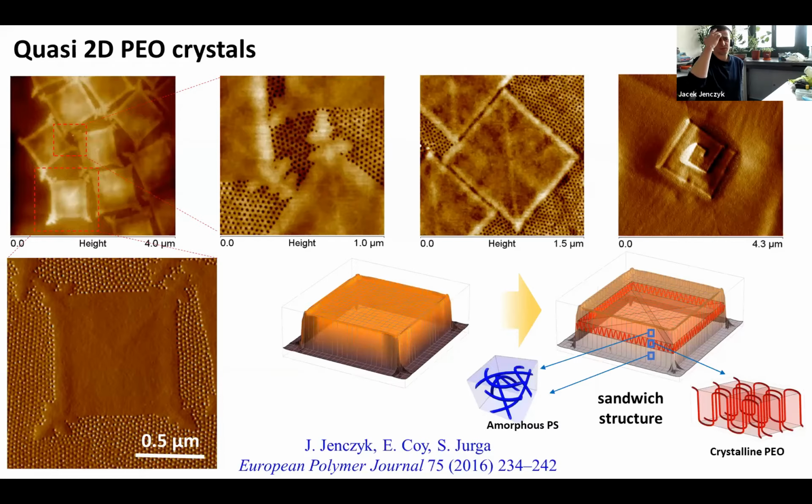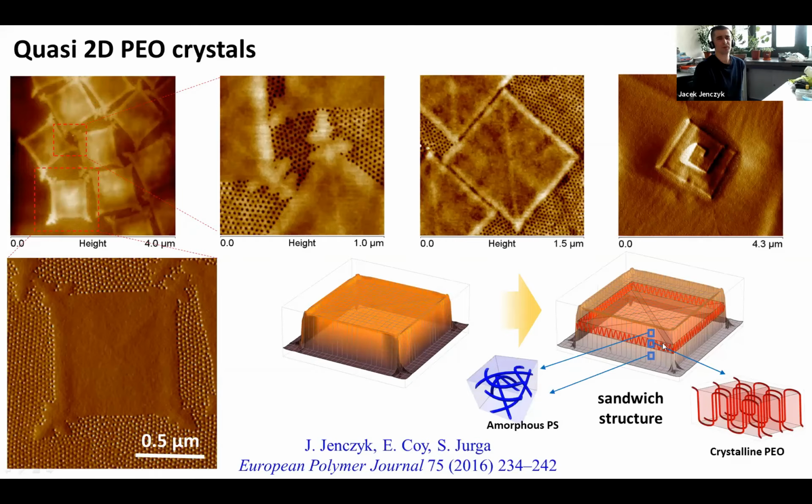Quite an interesting feature which might be observed in the case of semi-crystalline polymers is when our polymer undergoes crystallization. So when we have thin films made out of block copolymers, and there is a certain fraction of crystalline polymer there, we can observe this growth of quasi two-dimensional crystals, which have this sandwich-like structure.